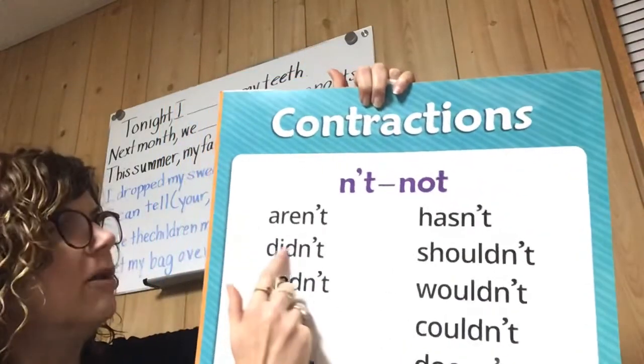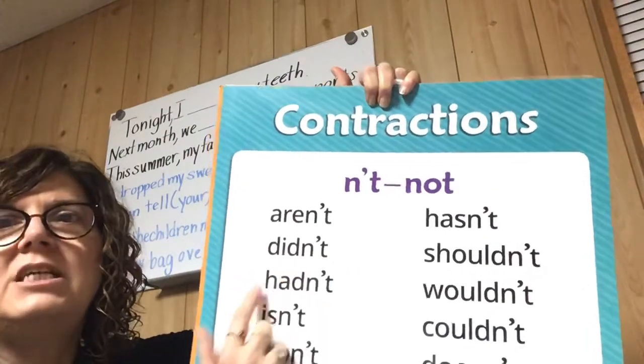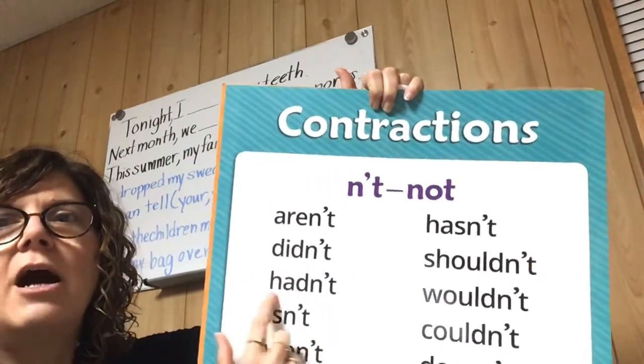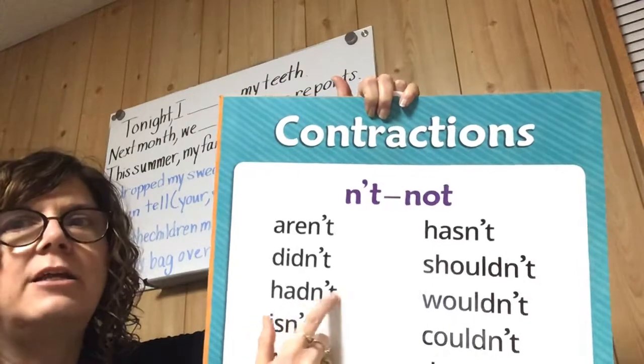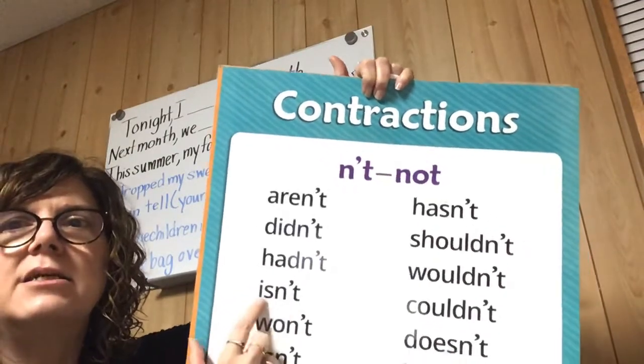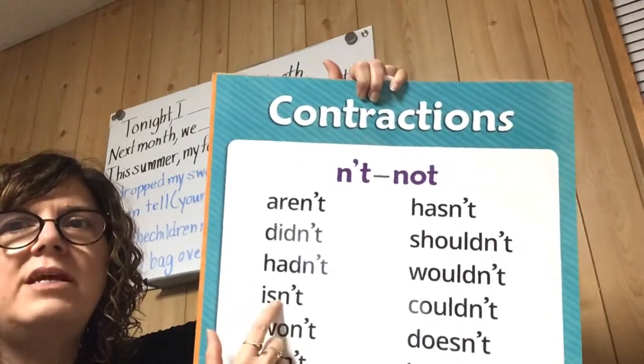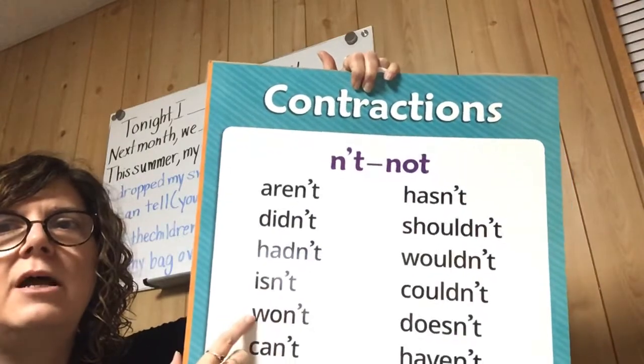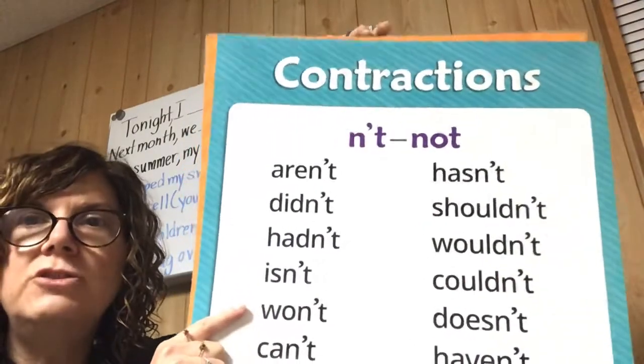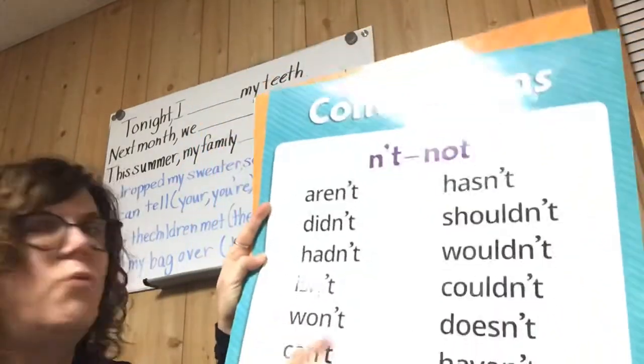Didn't, all of did, N'. Hadn't, all of had, N'. Isn't, is not, all of is, N'. Then we come to that tricky one that I told you about, the word won't.